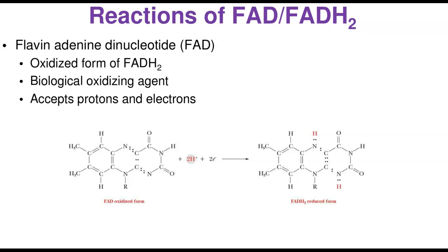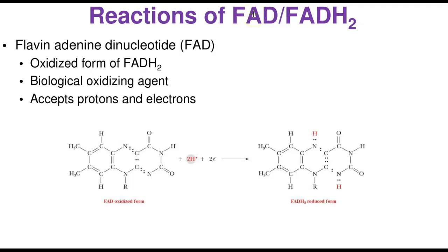So the flavin adenine dinucleotide is the commonest one that we encounter in metabolism particularly. We're going to see that particularly in the citric acid cycle. Now the reduced form is FADH2, because it has the hydrogen. The oxidized form is what? It is FAD.